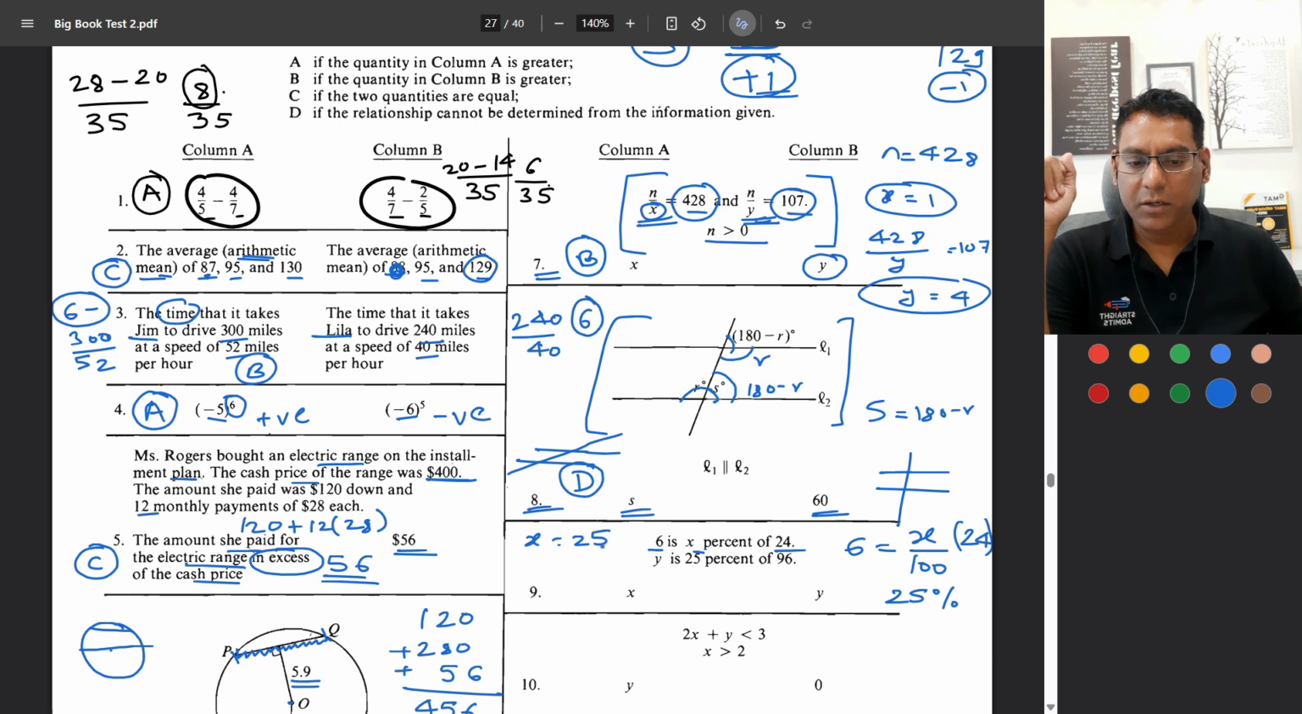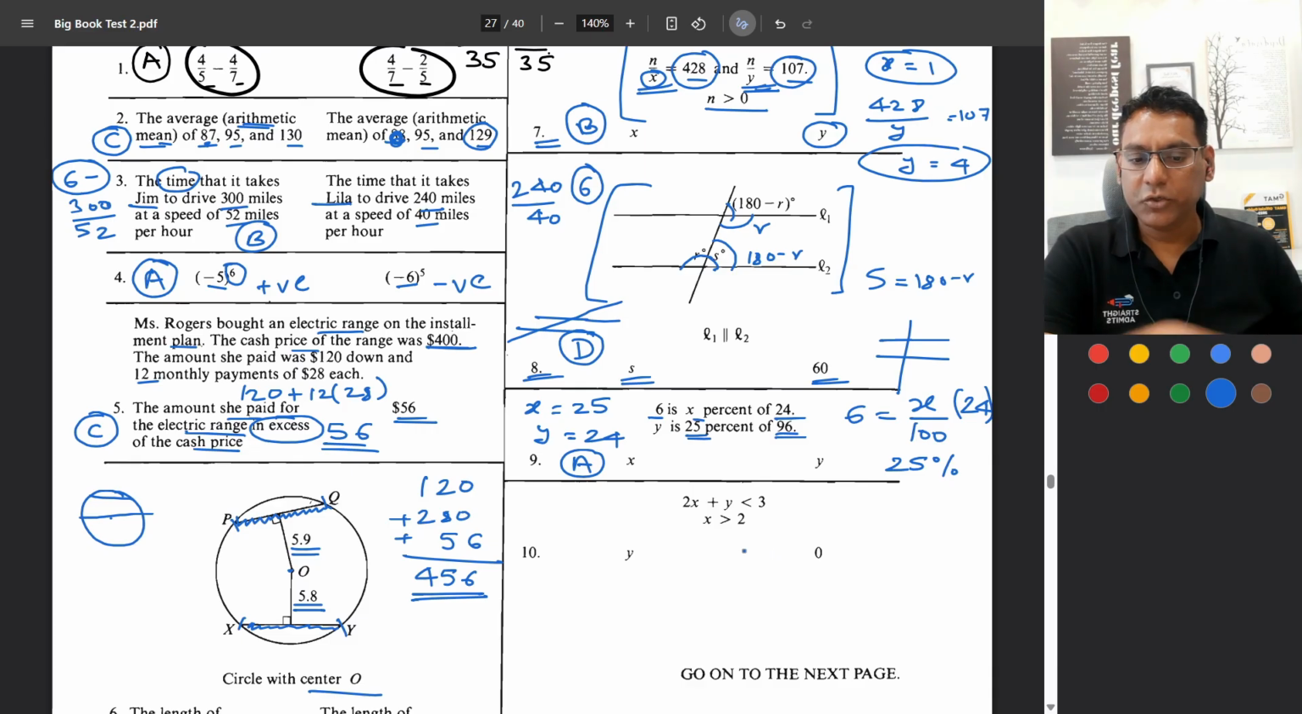Okay, I got it. Y is 25% of 96. What is 25% of 96? That's going to be 24 again. Correct. 1/4 of 96 is going to be 24. So I have x is 25, y is 24, x is bigger. Answer choice is A.